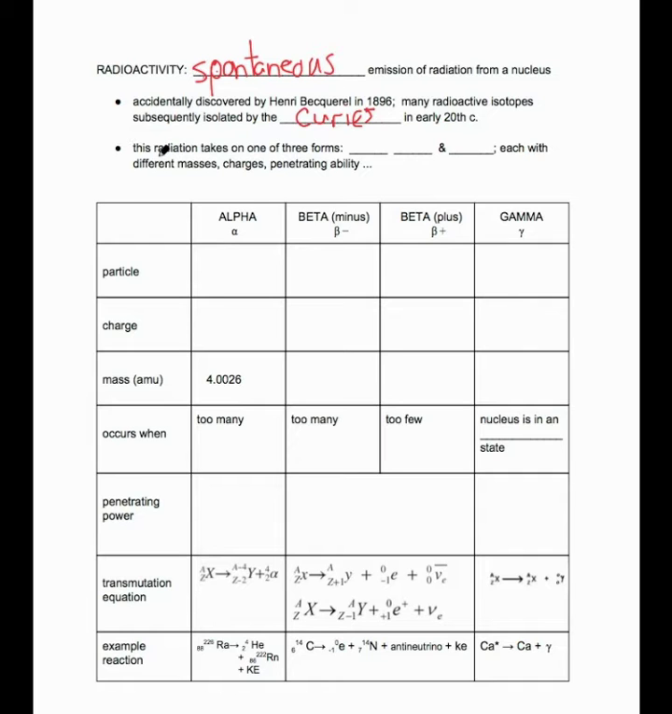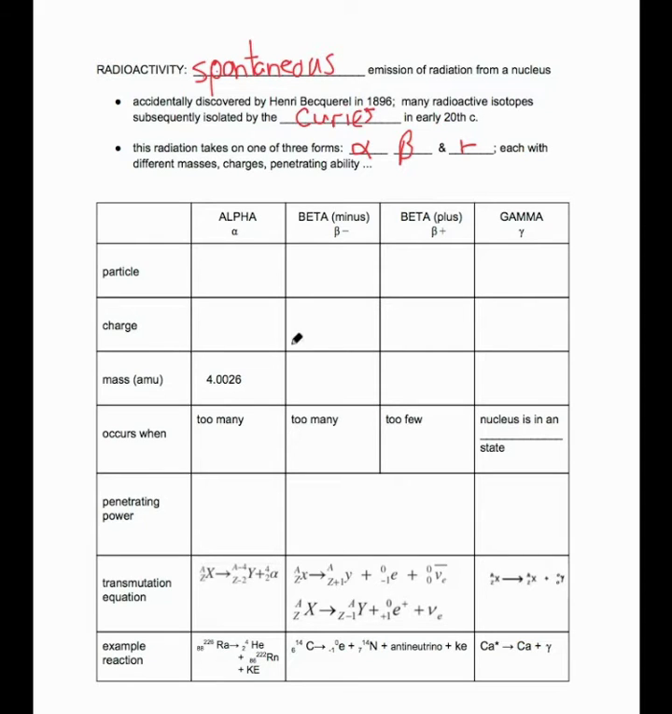The key thing to understand about the radiation is it takes one of three forms: the familiar alpha, beta, and gamma radiation. You need to understand the differences amongst these: the different masses, their charges, their penetrating ability, etc. This chart will help summarize this. I'm going to zip through this fairly quickly, and then we'll do some practice problems.